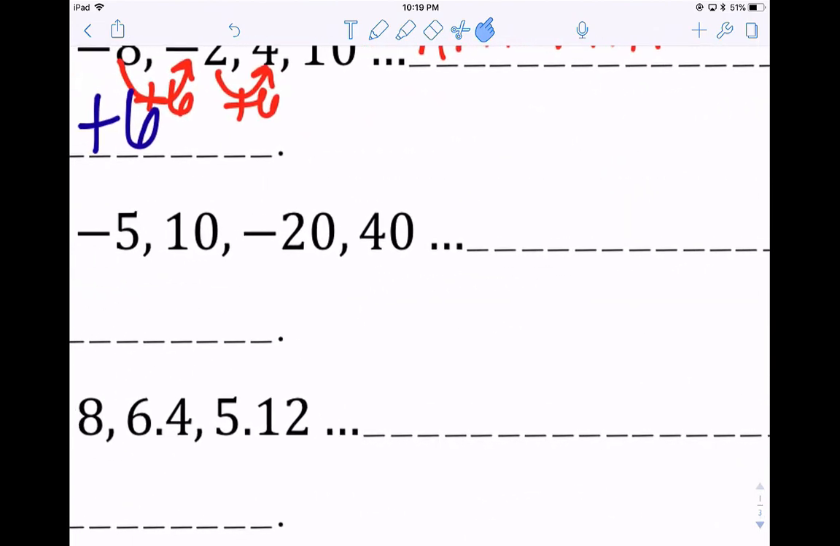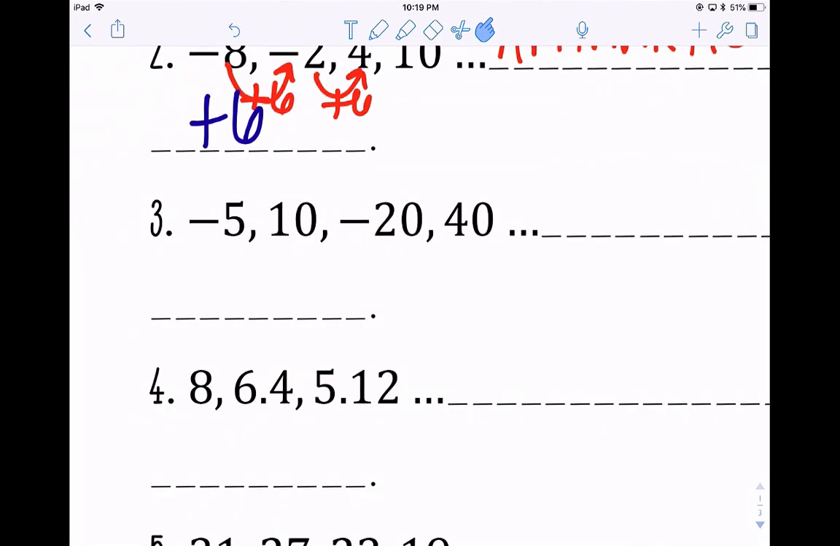Let's check this one. Next one we have -5, then +10, then -20, then +40. So one really obvious important difference is that this one goes from a negative to a positive, back to a negative, back to a positive. So what you should notice is that you are multiplying, hopefully, by 2. But in this case, it's not just a 2, it's a negative 2.